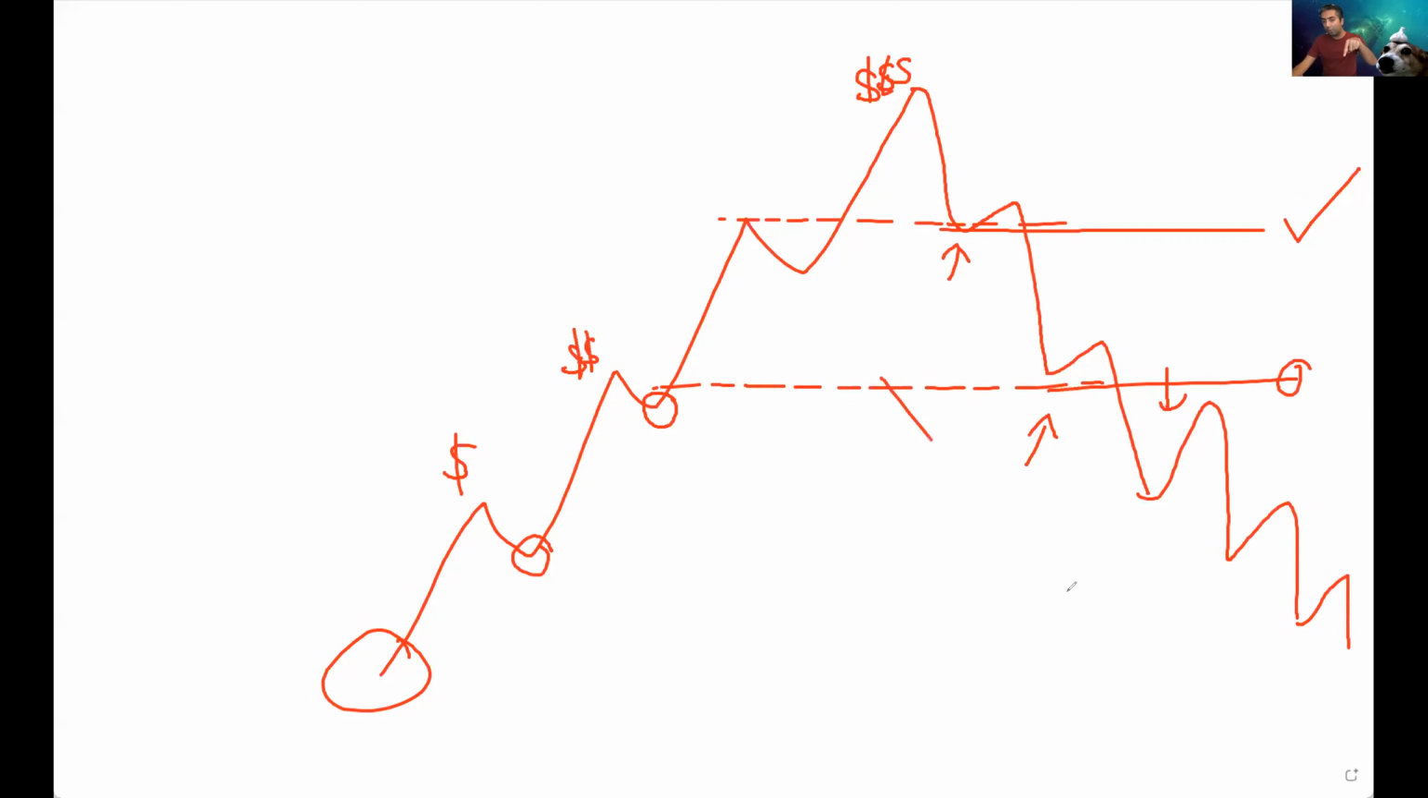If the market is going down, what is the best place to sell? At the top. What's the next best place to sell? Lower high, and then it gets worse as it goes down. Does that make sense?